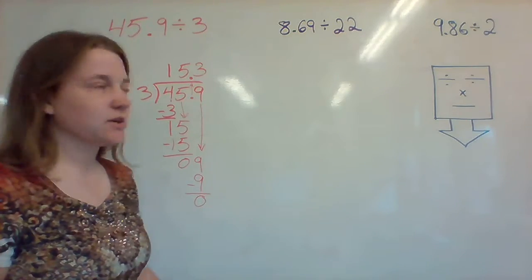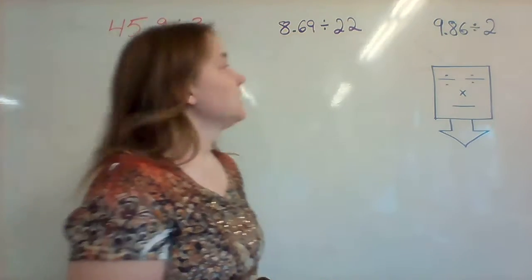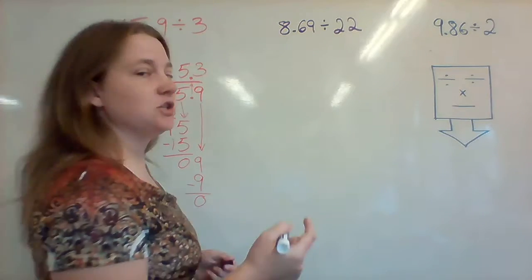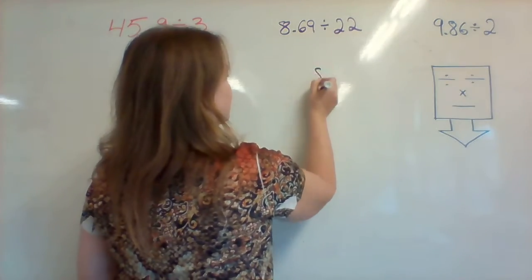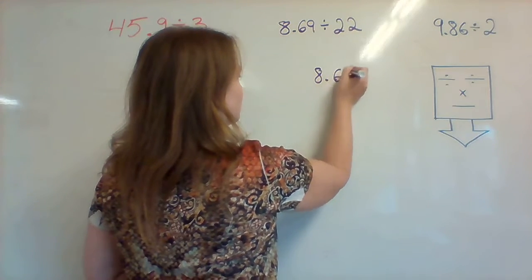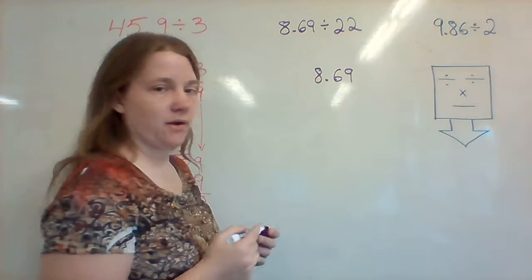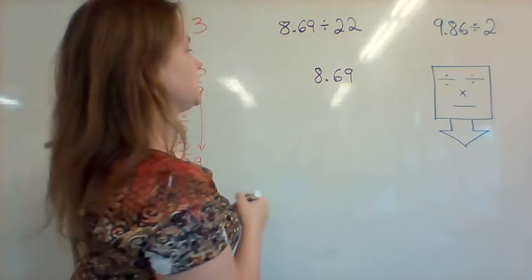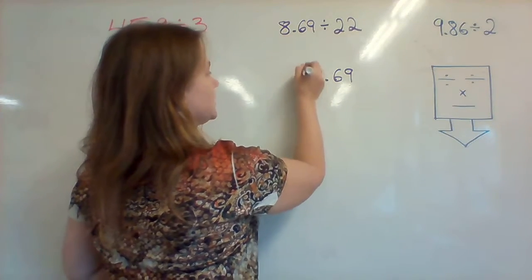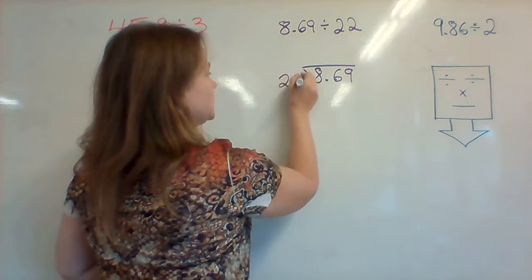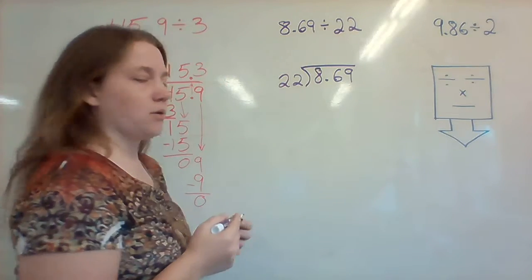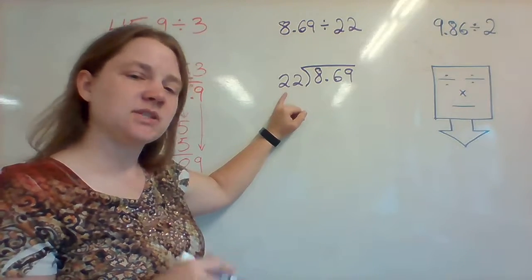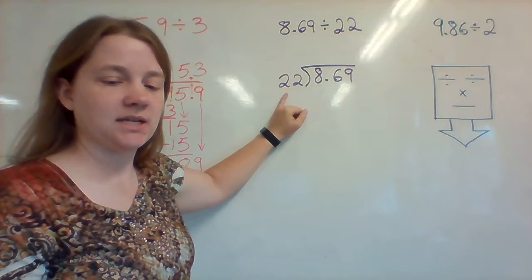Let's go ahead and look at another example. Let's look at 8.69 divided by 22. Now, how do I know which number goes on the inside? It's because I'm going to slide the division sign over, so I know it's 8.69 divided by 22. In order to do this, I'm going to have to do a little bit of guess and checking here, but it's going to be relatively simple because of the 22.